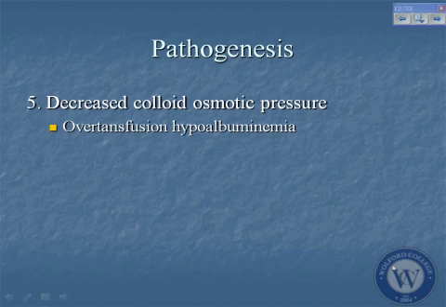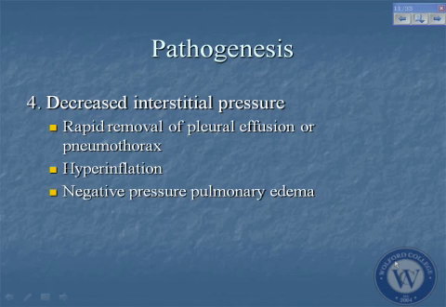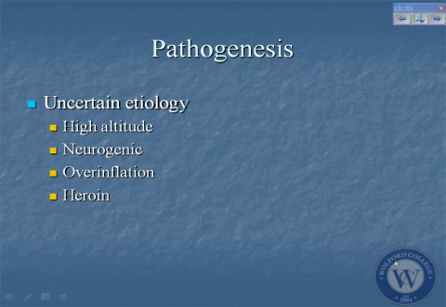You can also get decreased colloid osmotic pressure, which is an overtransfusion. Hypoalbuminemia will also cause this. If your albumin levels get too low, it will prevent fluid from pulling itself back out of the interstitial space, and that will lead to pulmonary edema, which is a question he just asked me a few minutes ago. And then you have decreased interstitial, I just went through that, sorry, I went the wrong way. There's also uncertain etiology of certain diseases, such as high altitude.